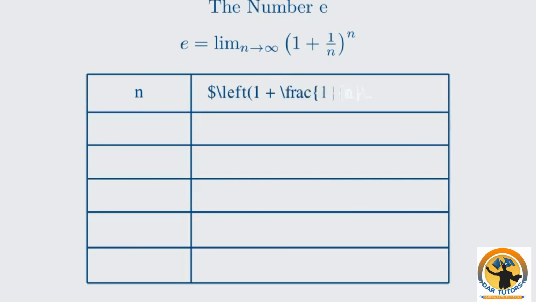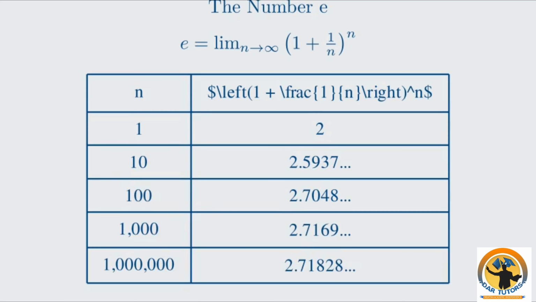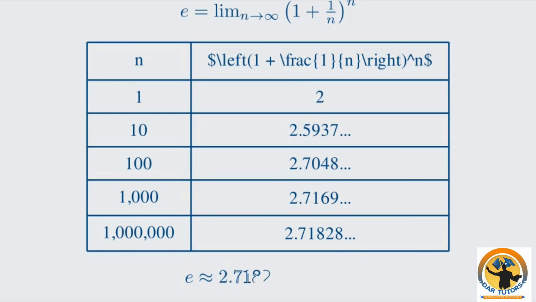When n is 1, the expression is 2. When n is 10, it's about 2.59. For n equals 100, it's about 2.70. And as n gets very large, like 10 million, the value gets very close to 2.71828. This limiting value is what we define as e. So e is approximately 2.71828.